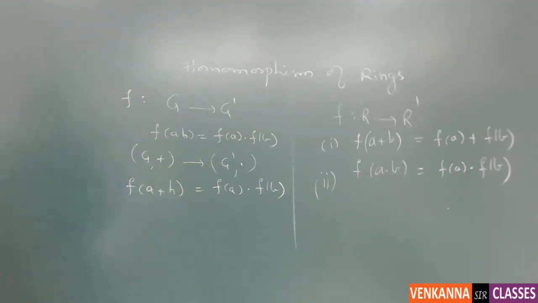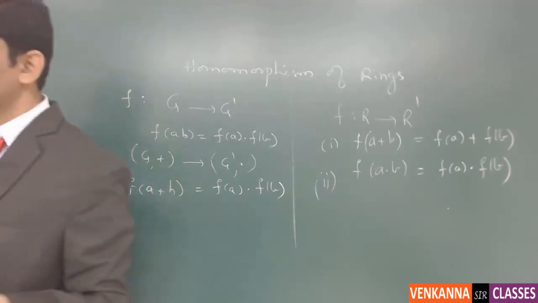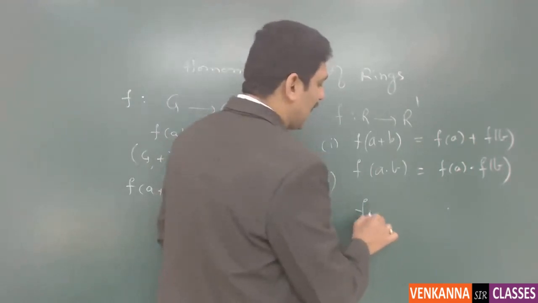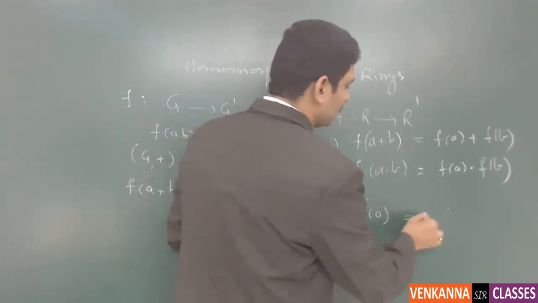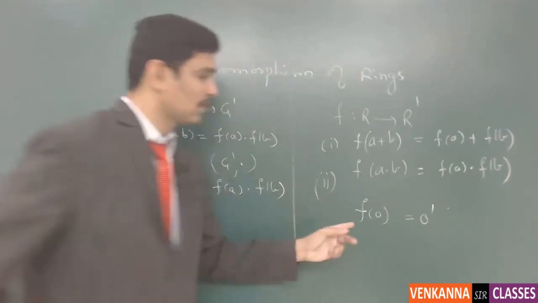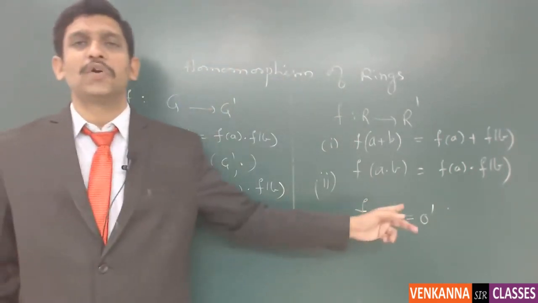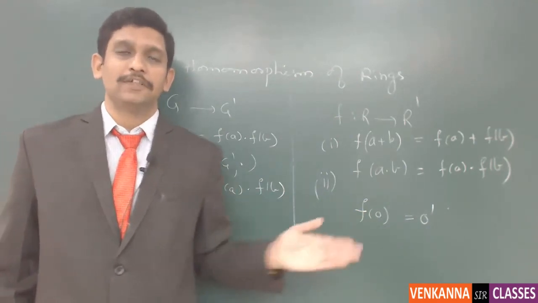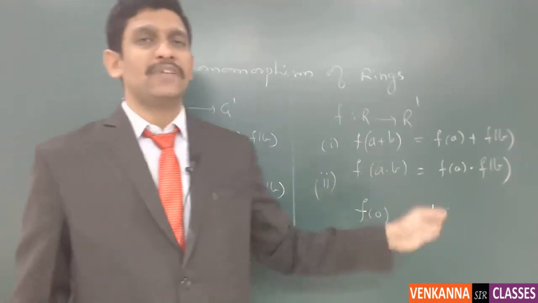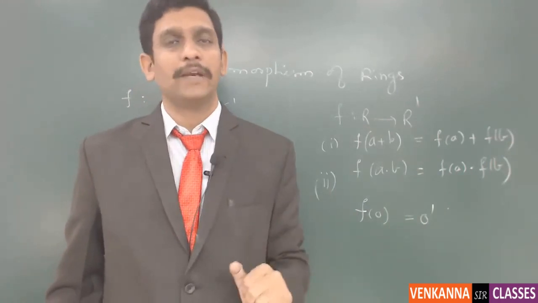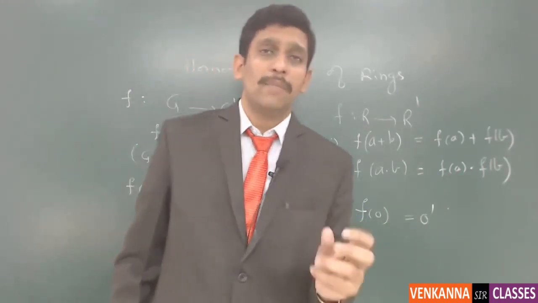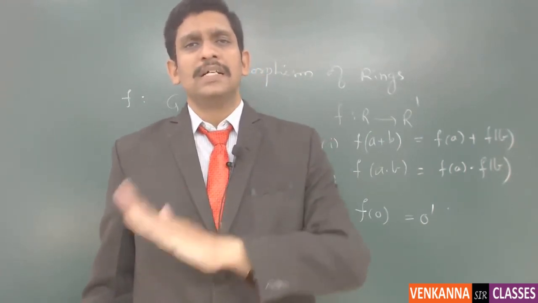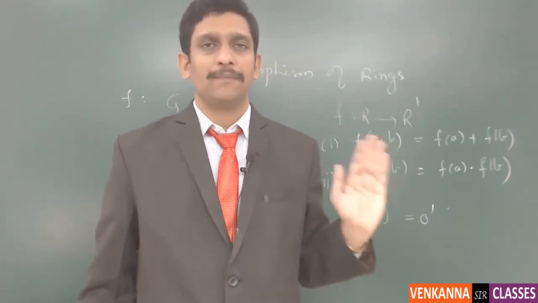Please take a note of the definition. And one fundamental thing is always identity is paired with identity. Always f of 0 is equal to 0 dash. Here 0 is additive identity. So additive identity is paired with additive identity only. Right? Now, if you remember the properties of homomorphism in group theory, same properties will come here.